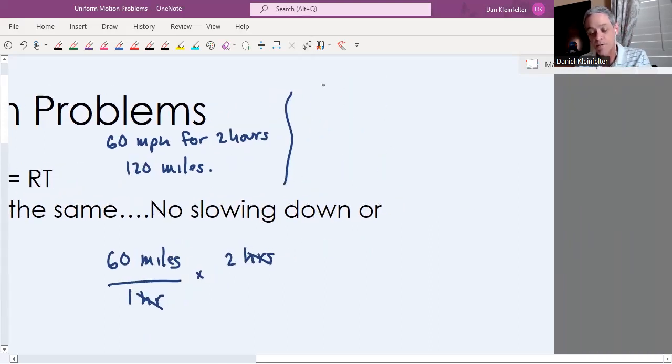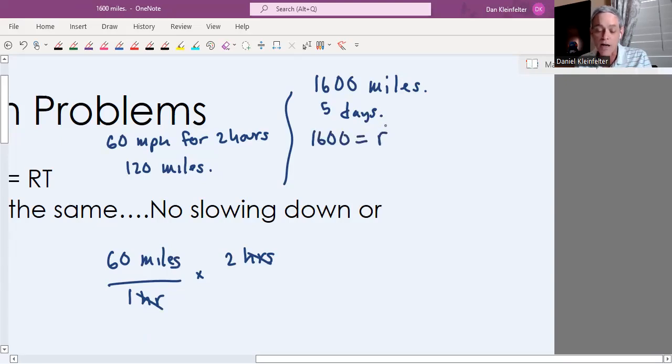Okay, as another example, suppose that you needed to make a 1,600-mile road trip, and you needed to get it done in 5 days. How fast do you need to go? Distance is 1,600 miles. We're going at an unknown rate r, and we need to get it done in 5 days. Dividing 1,600 by 5, that's our rate. That would be 320 miles every day. You would need to travel 320 miles every day to complete the whole 1,600 miles in 5 days.